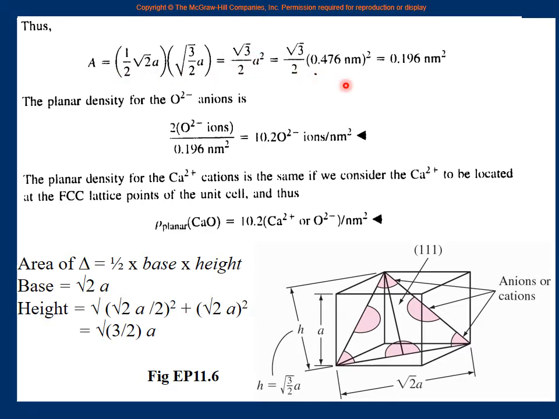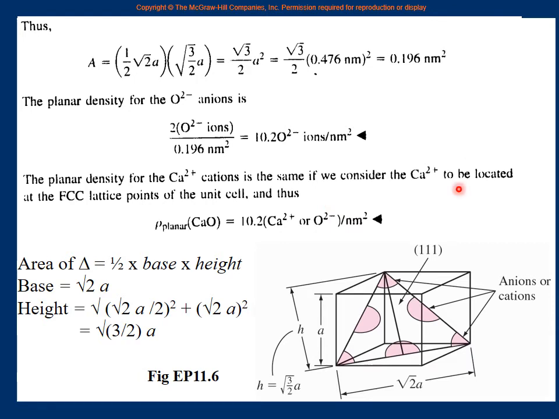And because you have found that a was equal to 2r plus 2r, you have already found it. So the area of this plane is this much. And there are 2 ions on this one. Therefore, 2 divided by this number is 10.2 oxygen ions per nanometer square. And once again, because it is calcium oxide, whatever is true for oxygen will be true for calcium. So if the planar density of oxygen is this, then the planar density of calcium is also the same, right?